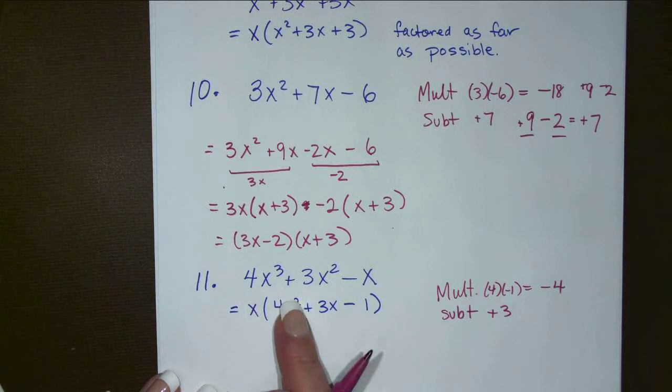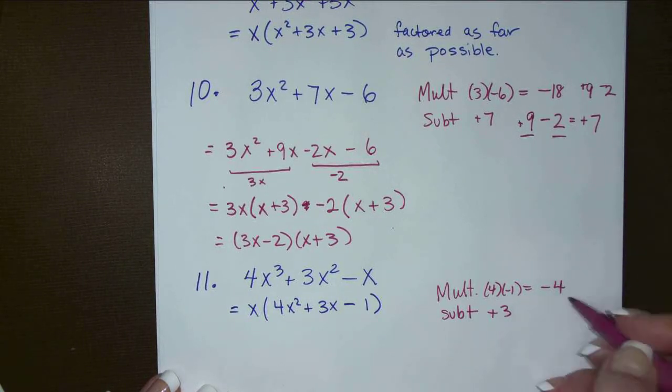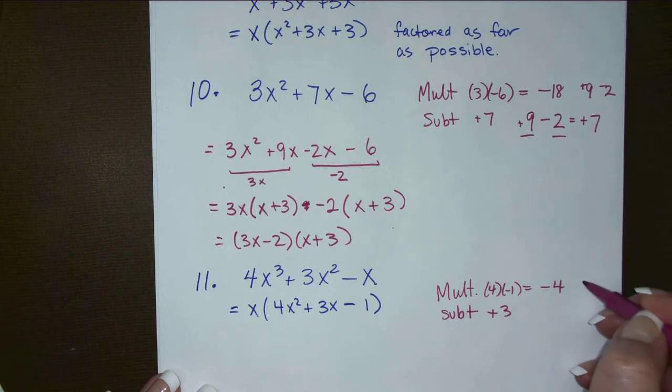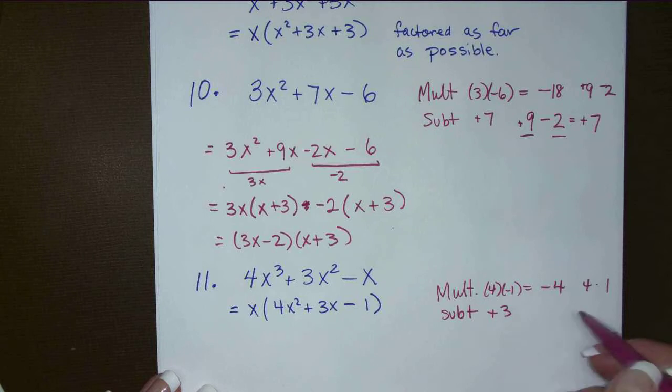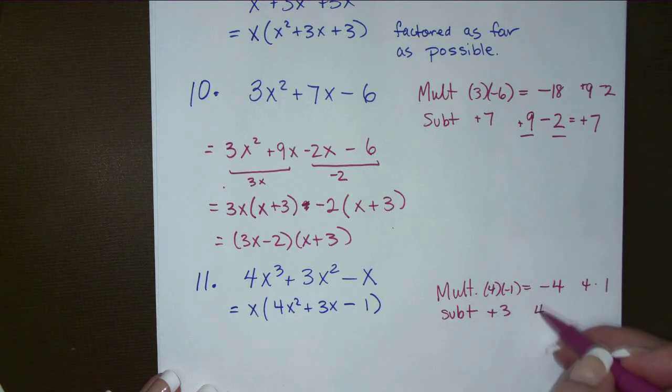We're just seeing if this rest of it will factor. Because it's still an x squared, it might. Two numbers that multiply to give 4. 4 and 1. 4 and 1 subtract to give 3. We want it to be a plus 3, so we want a plus 4 and a minus 1.